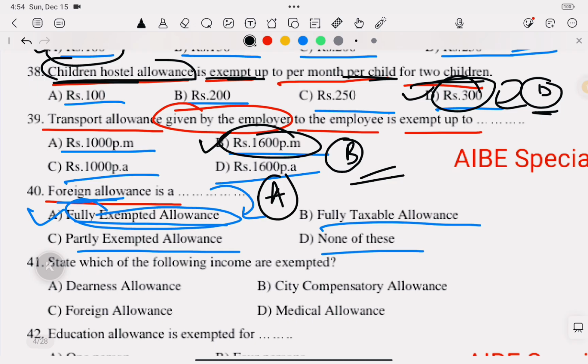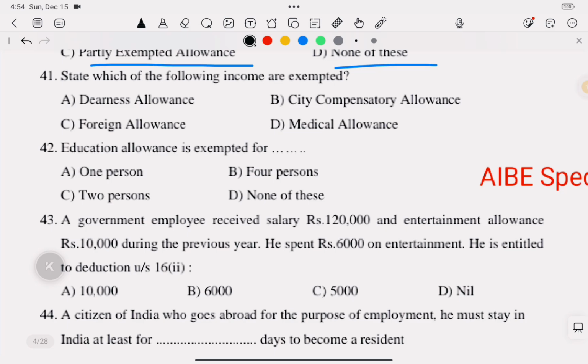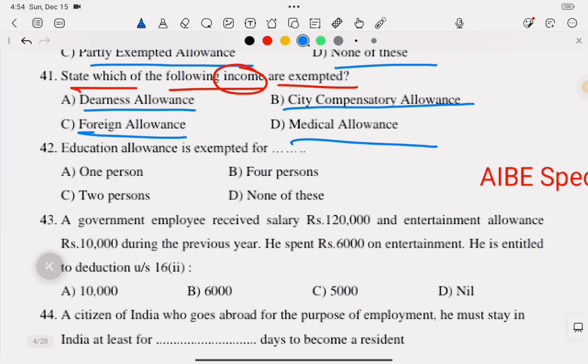Okay, so now moving to next question. The next question is, which of the following incomes are exempted? Let's see the options. Options are dearness allowance, city compensatory allowance, foreign allowance and medical allowance. So in this case the correct option would be option C, that is foreign allowance.